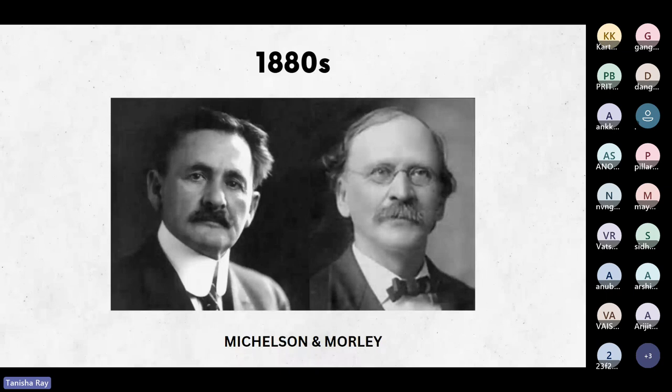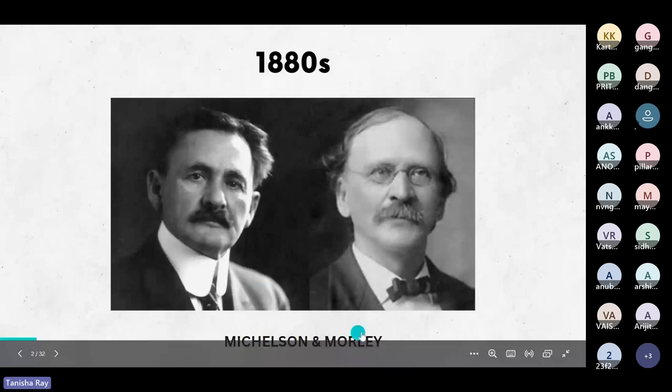However, scientists also believed that, just like any other wave, light being a wave should also require some kind of medium to travel through. And this hypothetical medium that the scientists believed light used for traveling was named ether. Now in 1887, two scientists named Michelson and Morley performed a very precise experiment to detect this medium, ether.